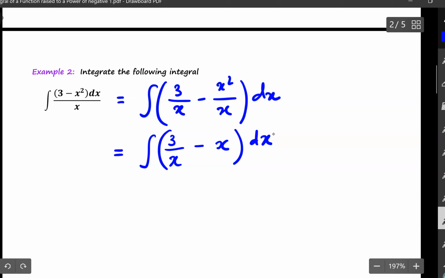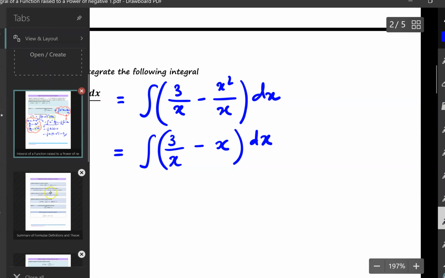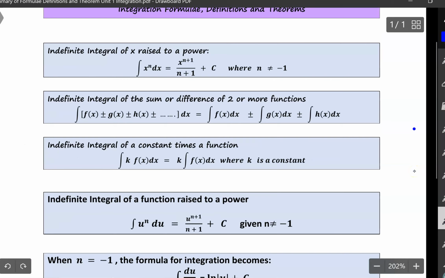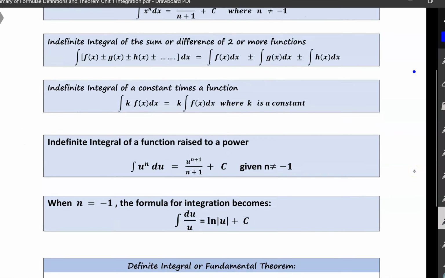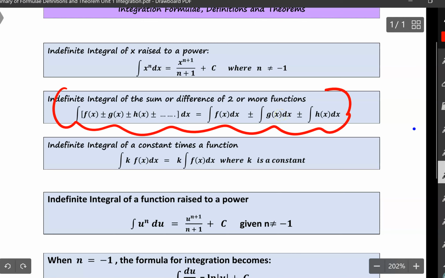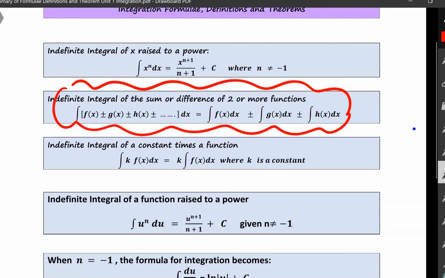Okay, so now I would like everyone to go back and review what we have learned with integration. This is a formula sheet that we went over last time. Take a look at these formulas right here. This one. Okay, this one. So you have a sum or difference of differentiable functions. What you can do is you can break them into individual integrals and then you integrate.